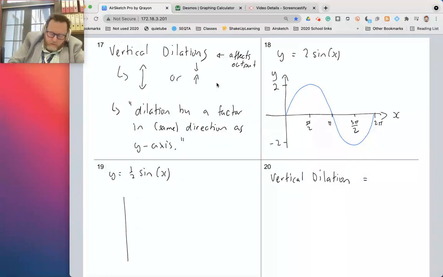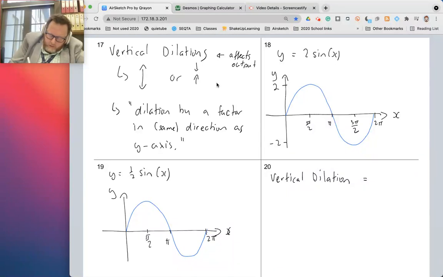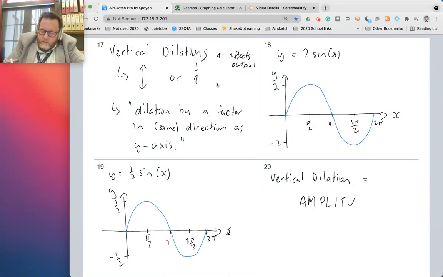Similarly, for this one here, I draw my axes, y, x. Draw my graph in, like so. 2 pi, split it to make pi, split it to make pi on 2, split it to make 3 pi on 2, put in my maximum minimum, which is going to be a half to a -1/2, and I'm done. So just to summarize with that, vertical dilation is what we've looked at there, and the vertical dilation is equal to what we call the amplitude of the function.